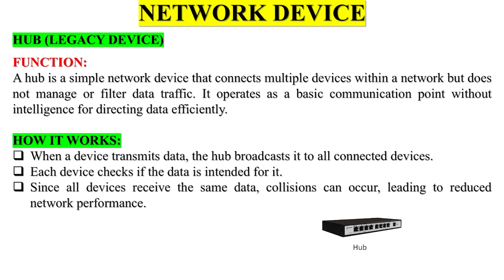How it works. 1. When a device transmits data, the hub broadcasts it to all connected devices. 2. Each device checks if the data is intended for it. 3. Since all devices receive the same data, collisions can occur, leading to reduced network performance.